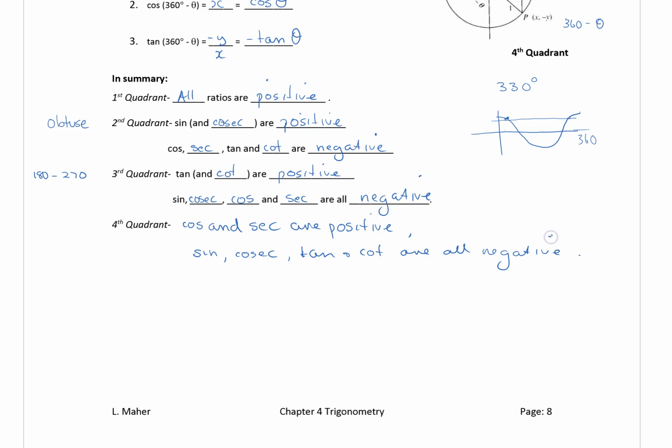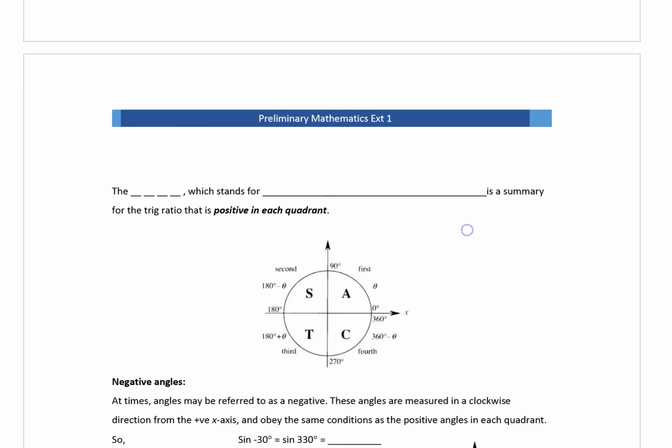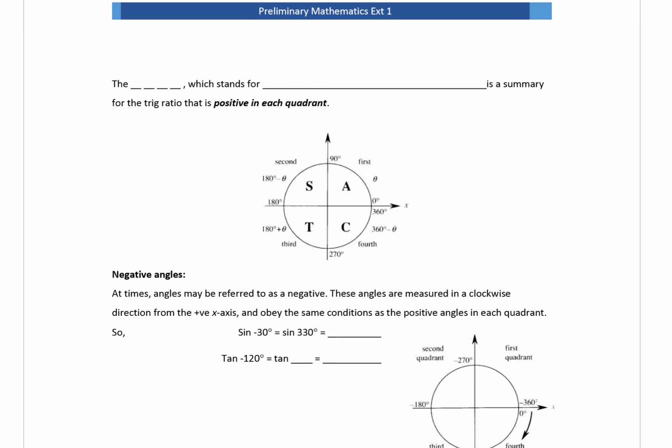Now, remember I said we're looking for patterns? There's a nice little pattern going on which you may have come across before, and that is the ASTC. It helps us to remember which trig ratio is positive in each quadrant. So this ASTC is just the positive ratio for the quadrants as we go around in an anti-clockwise direction, starting here. This one's the first, second, third and fourth.